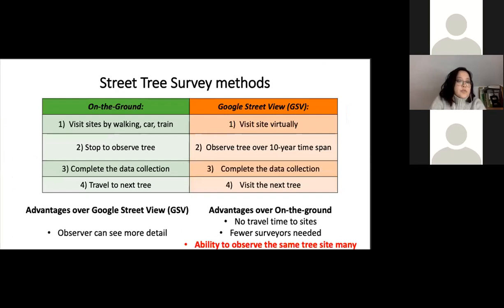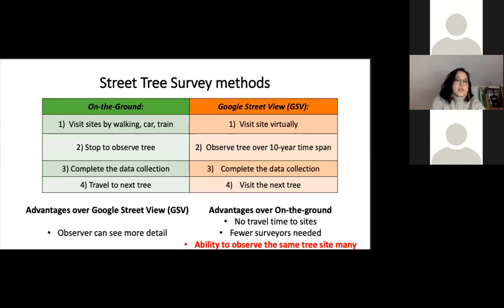The way typical street tree surveys work is for surveyors to go visit the individual tree site. The observer will observe individual trees and complete data sheets and then move on to the next tree. The Google Street View survey is almost identical, except that the tree site is visited virtually. So this eliminates the travel time, resulting in a significant time and cost saving over the traditional surveys.